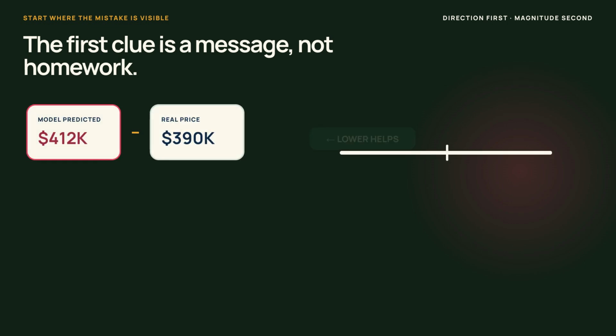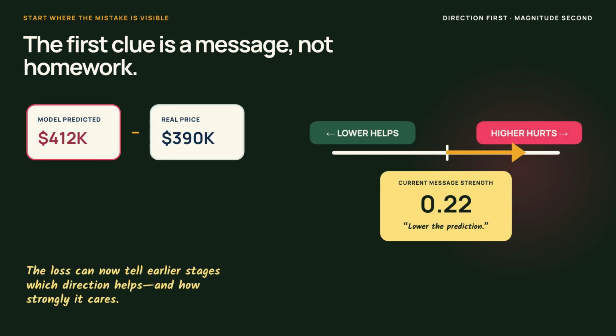Where should responsibility begin? At the only place where we can see the mistake directly, the final prediction. Our model says $412,000. The real price is $390,000. So the prediction is too high. Imagine giving the prediction knob the tiniest push upward. The mistake grows. Push it downward, and the mistake shrinks. That gives us both a direction and a strength. For this loss, that local strength is simply the gap: 4.12 minus 3.90, or 0.22.